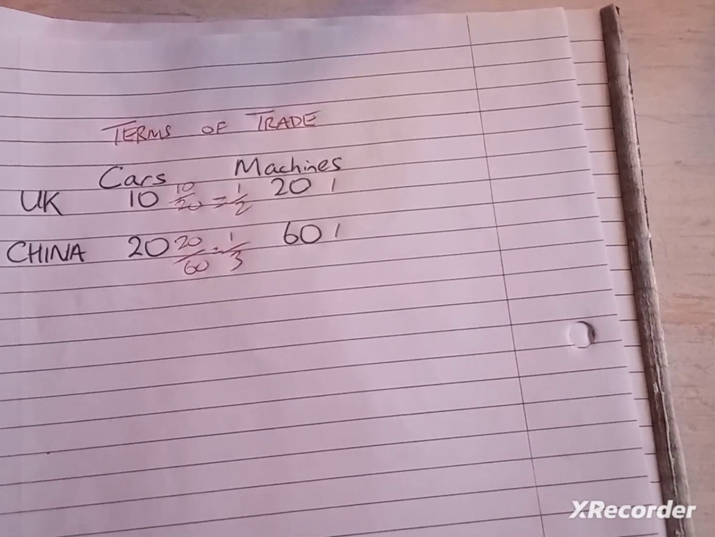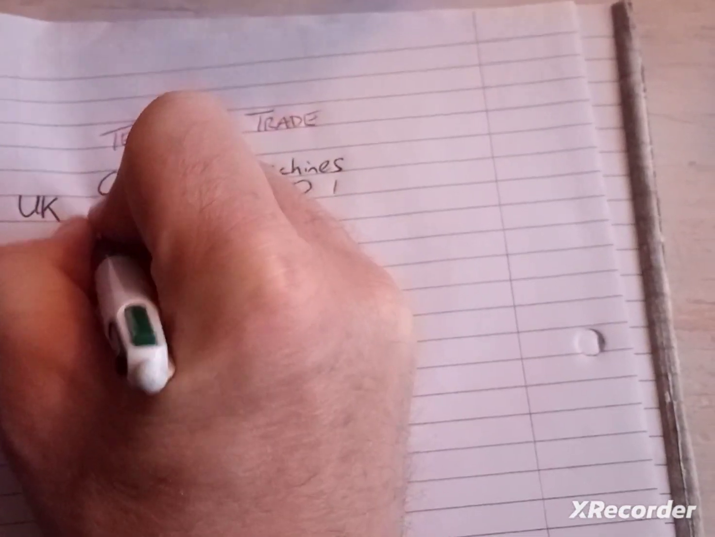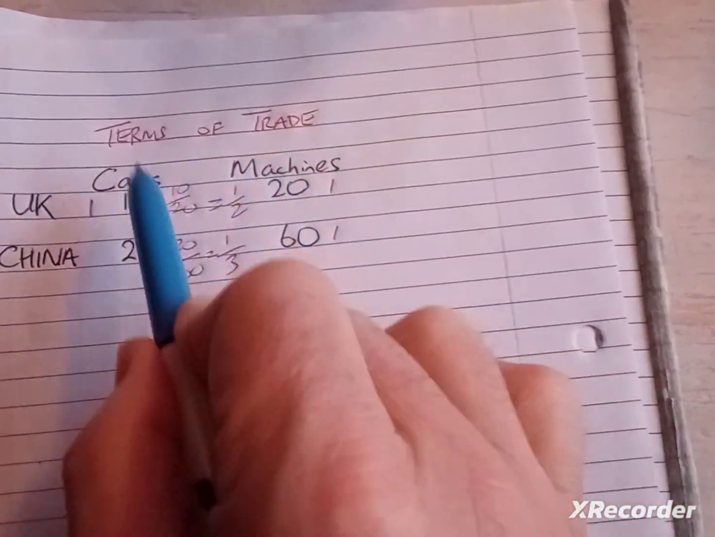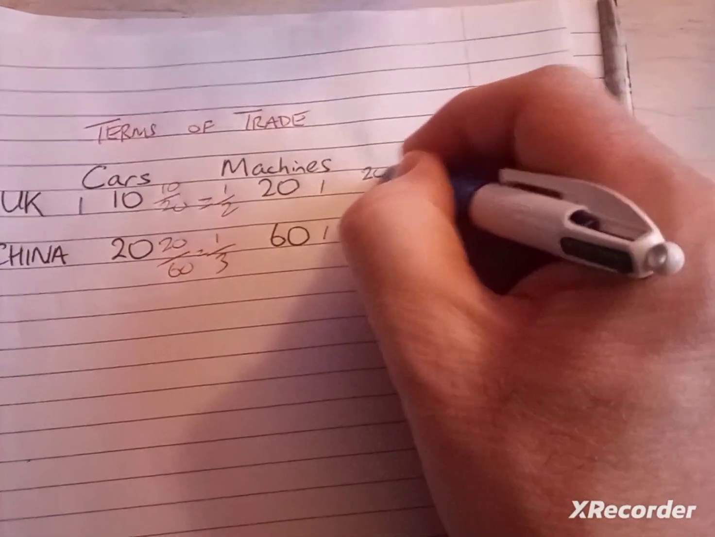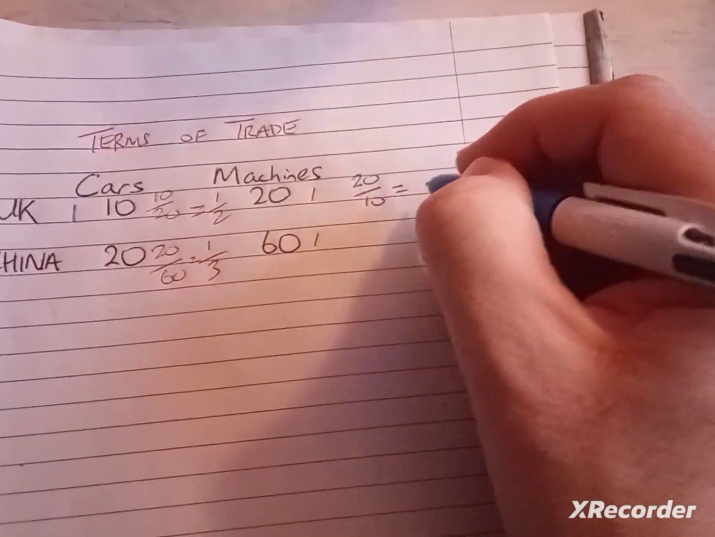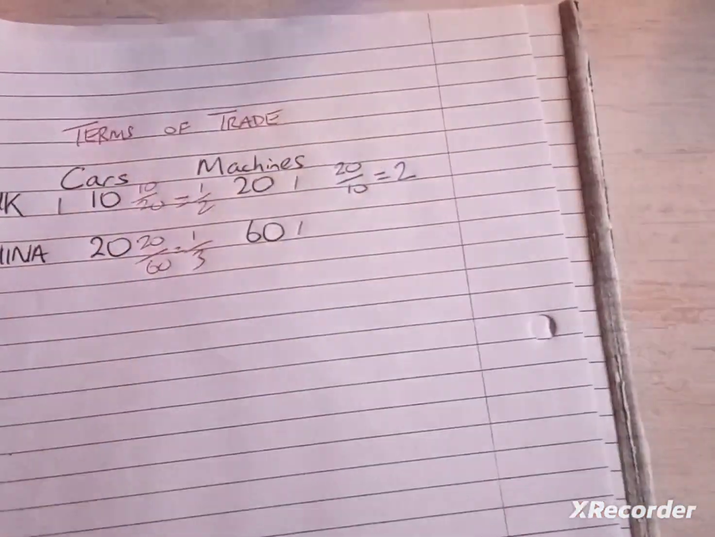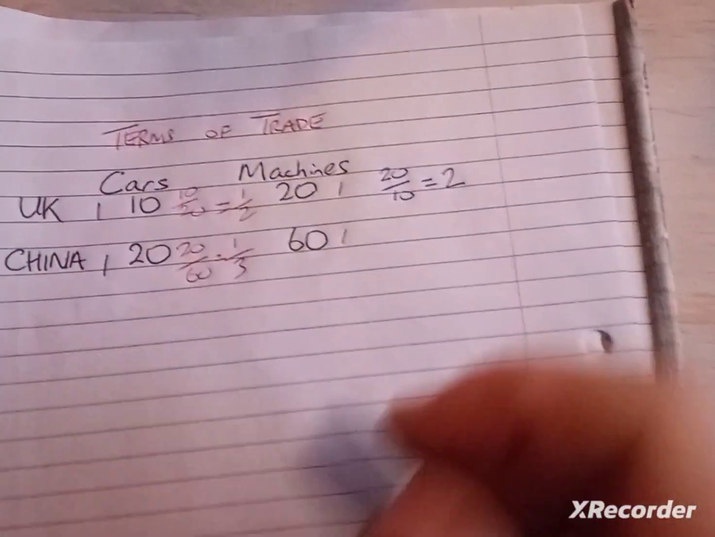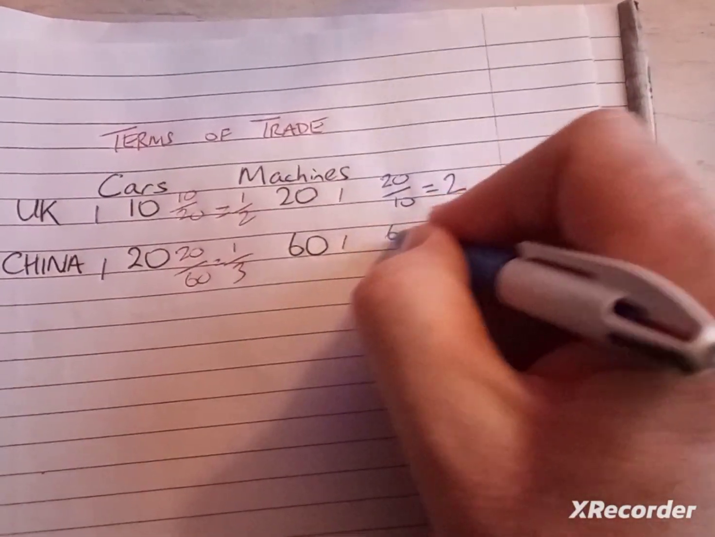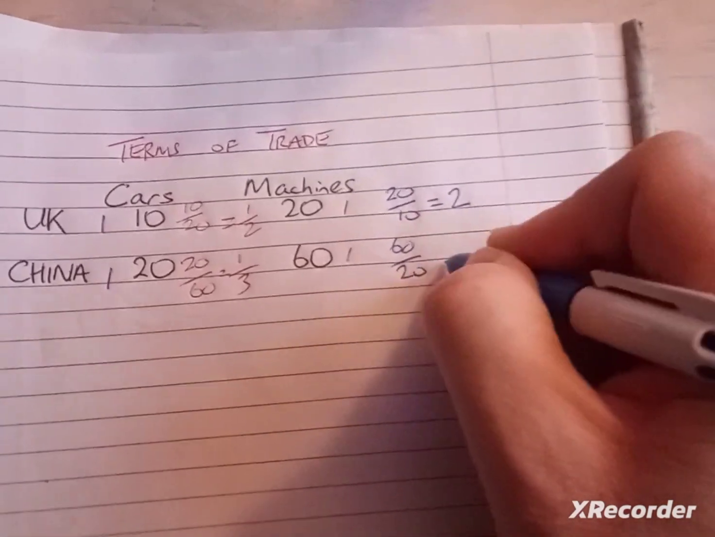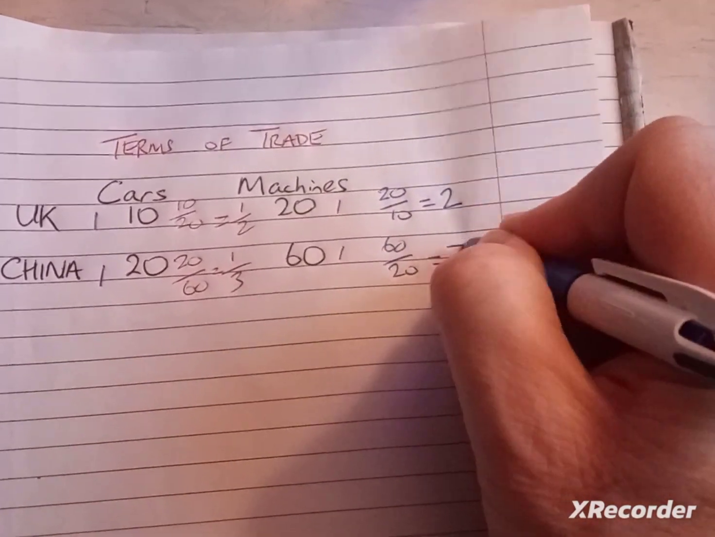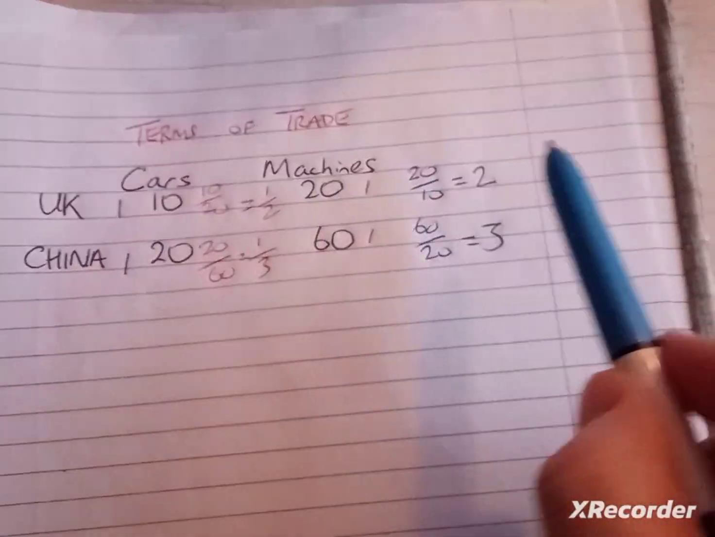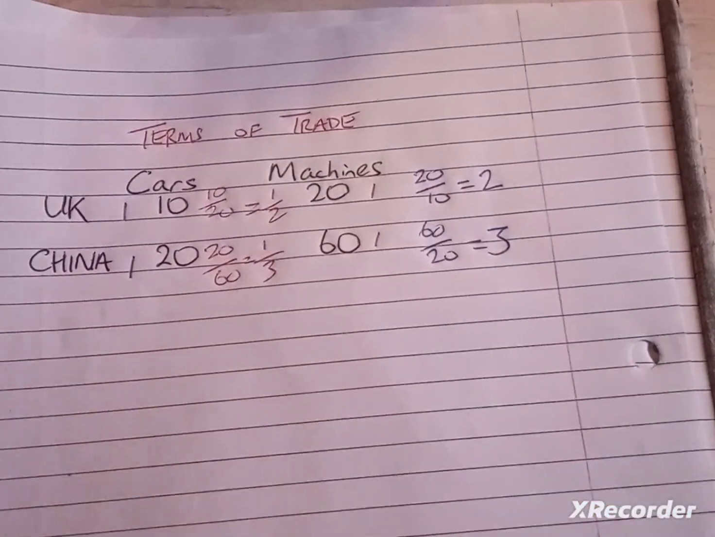If we go the other direction, just use a different colour, so one car will be worth, then this time we'll divide the machines by the cars, so that'll be 20 over 10, which is obviously 2 over 1 or 2. And then in China, one car will be then 60 over 20, which will be 3 over 1 or 3. So the terms of trade then for cars will be between 2 and 3 units of machines.